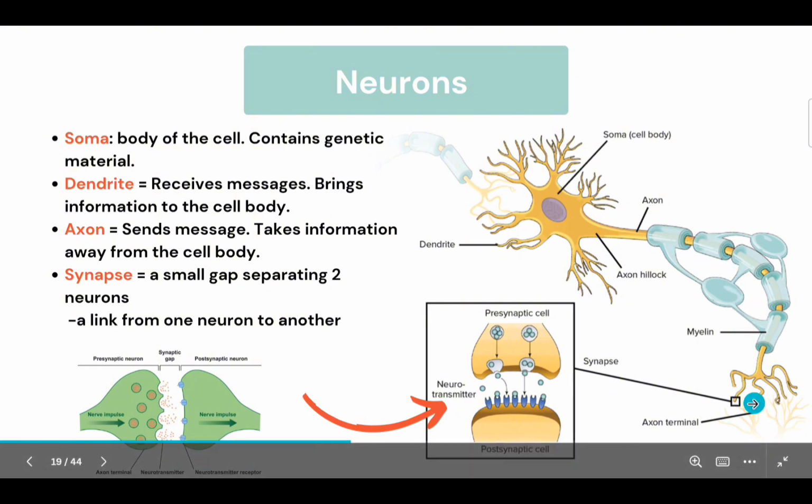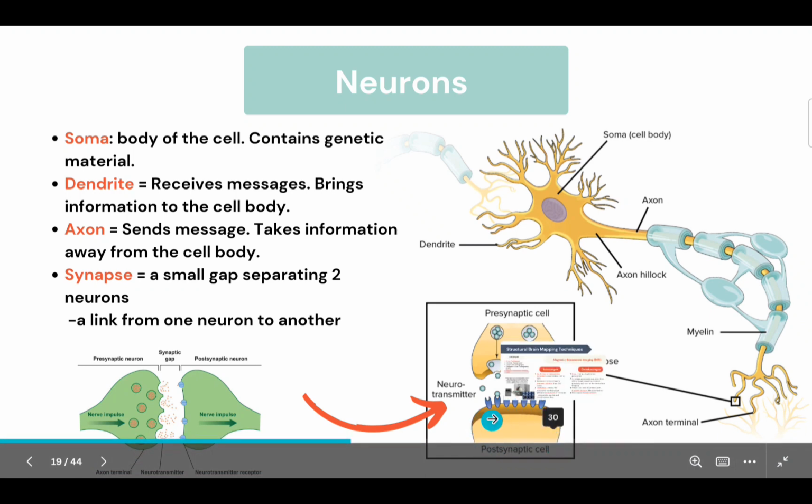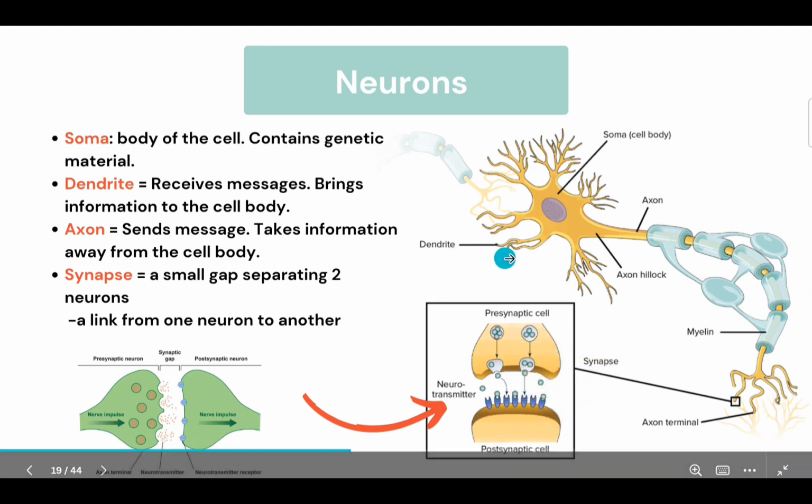So what happens at the axon terminal? This is the end of the axon, and this is another neuron's dendrite. There will be a space between the axon and the dendrite, and this space is called the synapse. It is a small gap separating two neurons, a link from one neuron to another. So this is the axon that sends messages away, and this is a dendrite of another neuron that will receive the messages.